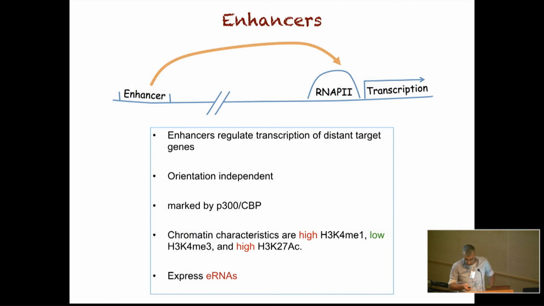Enhancers, again, are collections of regulatory DNA elements. They regulate gene expression from a distance, and they do it by DNA looping, and thereby they come close to the transcription start site. They regulate transcription in an orientation-independent manner. They are marked by P300 and CBP binding proteins, which also modify histones, and you can recognize enhancers by looking at those modifications.